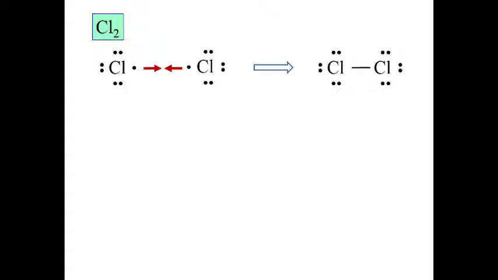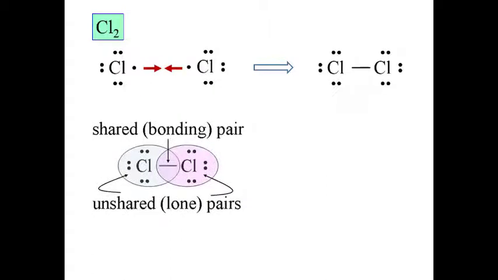Let's introduce some terminology. The 2 electrons that are shared are called a shared or bonding pair of electrons. The unshared pairs of electrons are usually called lone pairs. The Venn diagram in the picture suggests to us that the atom on the left feels 8 electrons around it, 3 lone pairs and a shared pair.